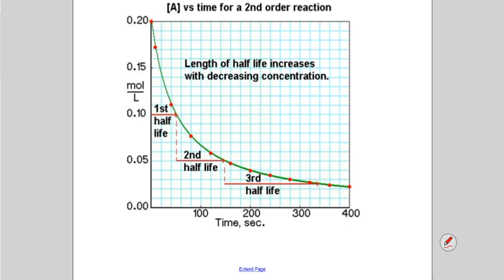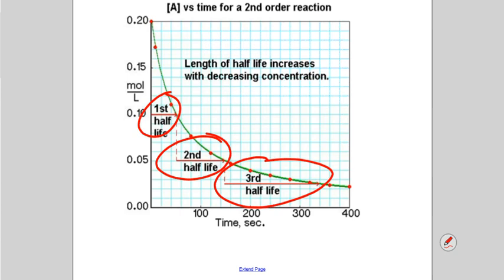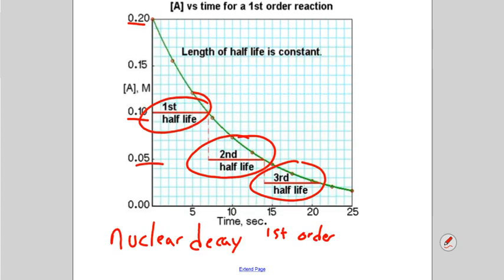And then for second order, you can see that the half-life time increases, so it gets longer and longer. It takes longer and longer for you to lose half that material. So the process essentially slows down. The big one to remember is first order. That's the one they like to bug you with a lot.